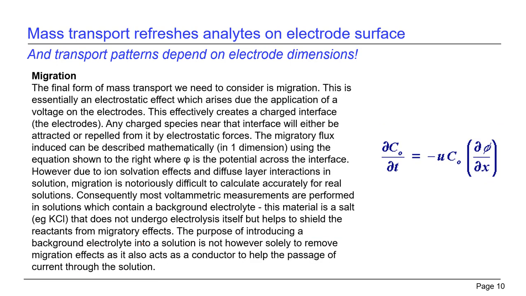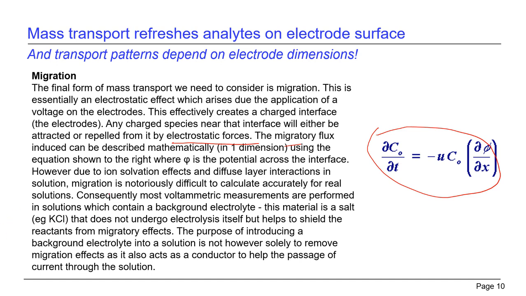The final form of mass transport we need to consider is migration. This is essentially an electrostatic effect which arises due to the application of a voltage on the electrodes. This effectively creates a charged interface, the electrodes. Any charged species near the interface will either be attracted or repelled by electrostatic forces. The migratory flux induced can be described mathematically in one dimension using the equation on the right. Phi is the potential across the interface.